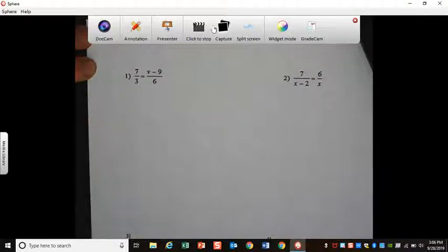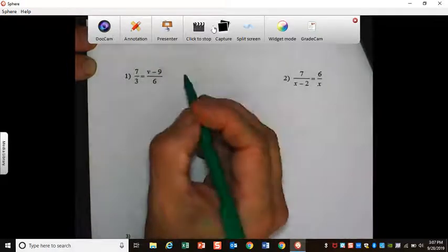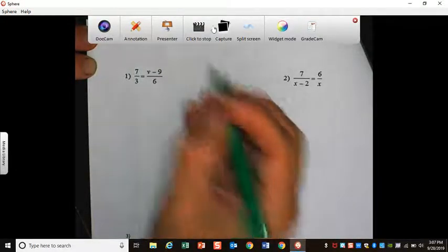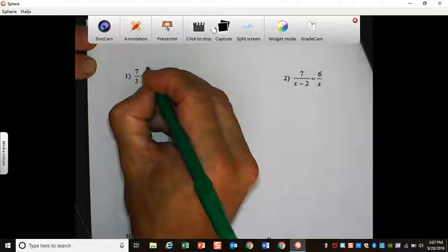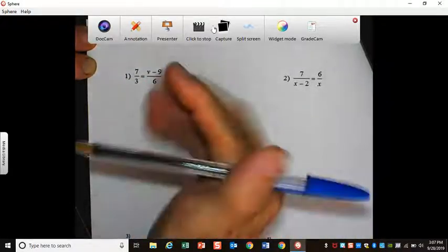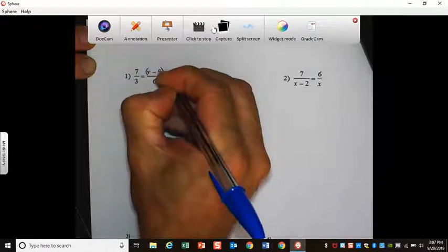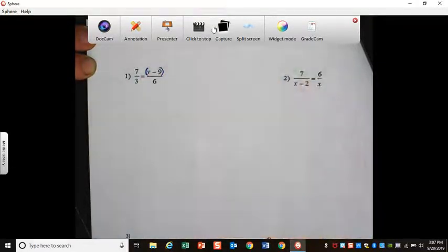So now we're going to do some sample problems. You should copy the first problem, 7 over 3 equals v minus 9 over 6, into your notebooks. Now what you're going to do, the first thing we do whenever we see part of a fraction or part of a ratio with more than one term, in this case the numerator here, v minus 9, has two terms, v and negative 9, I'm going to put parentheses around it. You'll see why in a second.